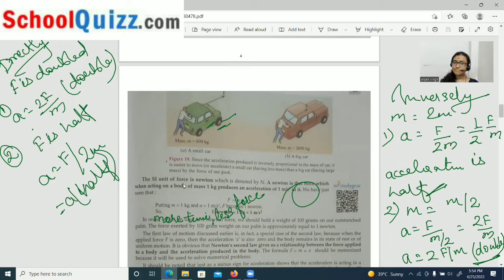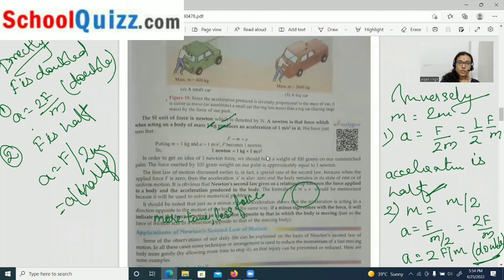And everyone knows, as already discussed, the SI unit of force is Newton. If I have to derive this force, 1 Newton of force is derived when 1 kg of mass has an acceleration of 1 meter per second squared. Clear? So the first law of motion discussed earlier is in fact a special case of the second law, because the applied force is 0. I will discuss more topics later, about why we relate the first law to the second law.